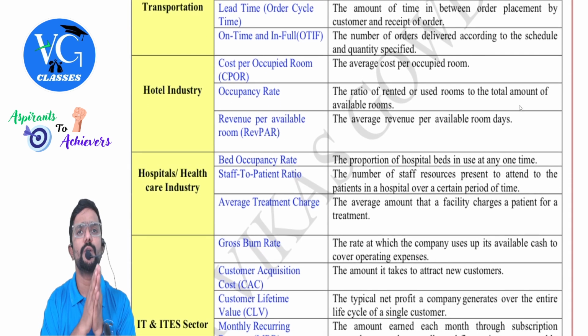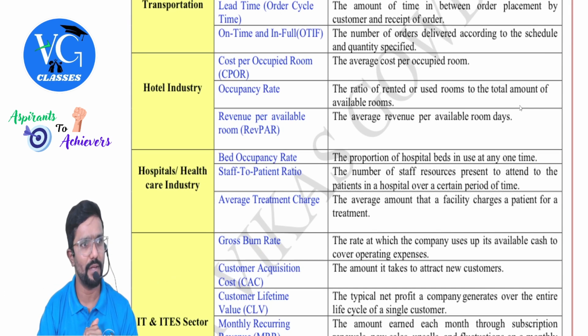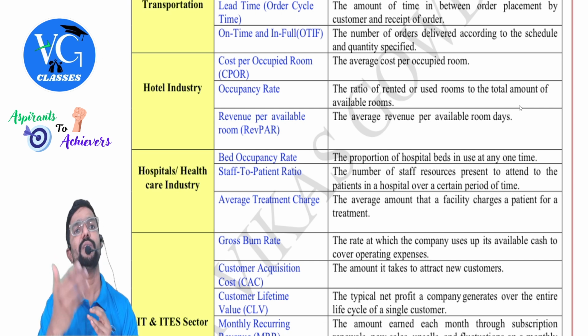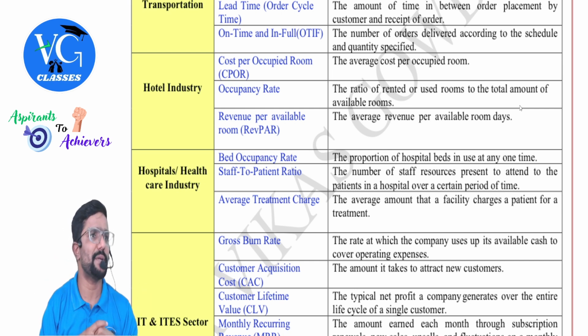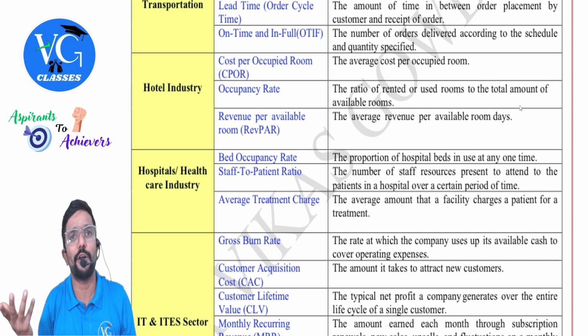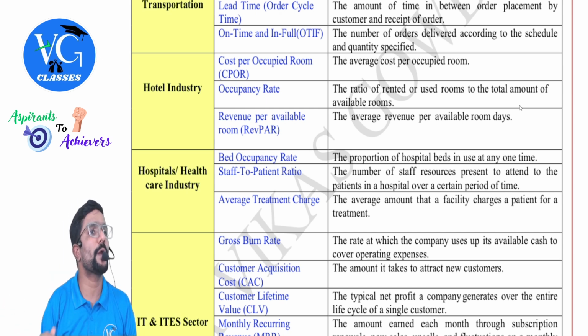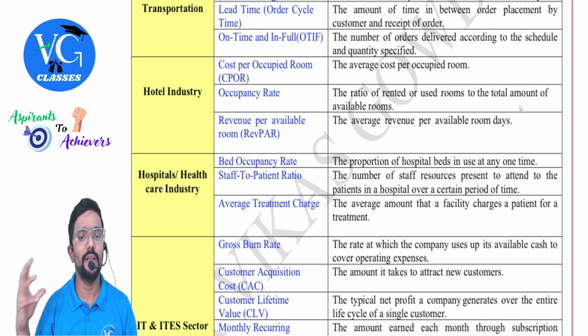Next, occupancy rate. As I told you, assume guys, totally they have 1,000 rooms in a hotel. On an average, how much will be occupied? Like 70%, 80%. Because throughout the year, every room might not be occupied. Clear? So this is called occupancy rate. Next, revenue per available room.